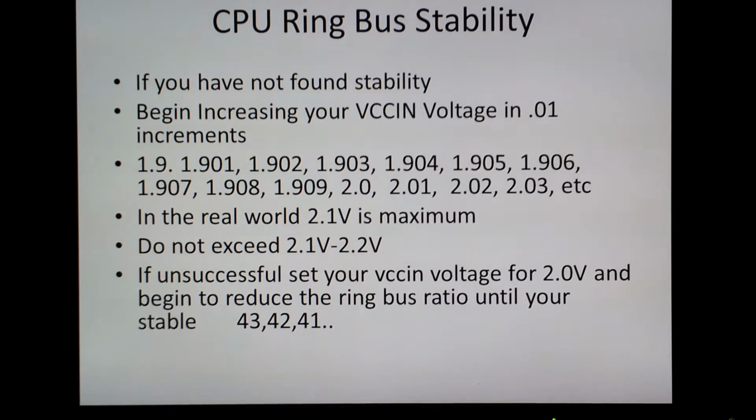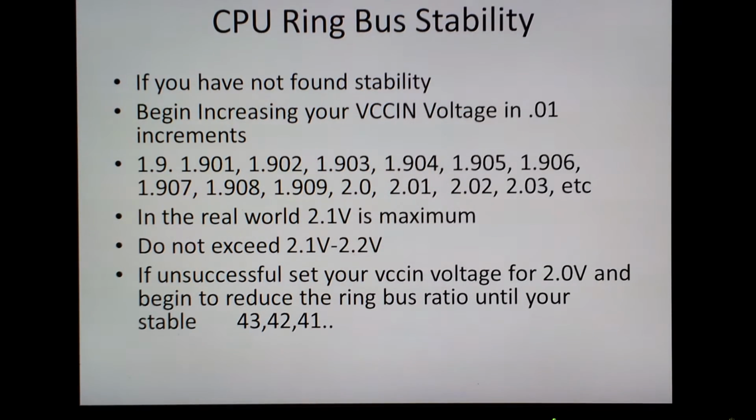Okay, now if you get all the way from 1.9 to 2.1 volts and you still have not found any stability at a 1-to-1 ratio, what you are going to have to do is start dropping your CPU ring multiplier. So for example, we are at 4.4 gigahertz and our CPU ring multiplier is also at 44. So we're going to drop that down to 43. And we're going to change our VCCIN voltage, or processor input voltage, to 2 volts. Now that's going to keep the processor input voltage somewhat high, but it's not so high that I'm concerned you're going to do any type of damage for a 4.4 gigahertz overclock.